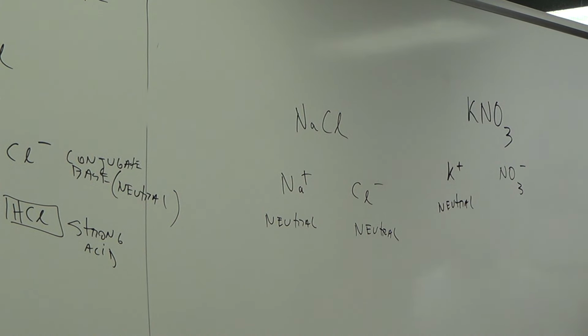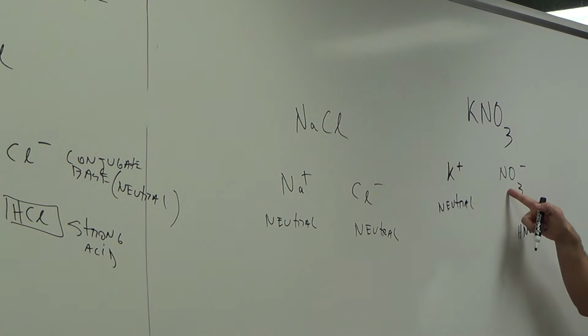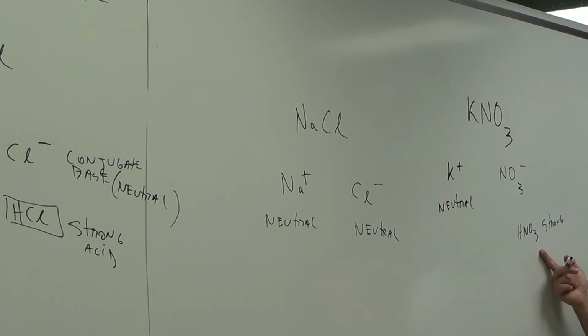It is not basic. Why is this not basic? Because the conjugate acid of this is HNO3, and HNO3 is a strong acid. What that means is that whenever you make HNO3, what is it going to do? It is going to dissociate into that. So would this have a tendency to get a proton to become this? No, it wants to dissociate, it always wants to be this. It doesn't want to be this. So this is going to be neutral.